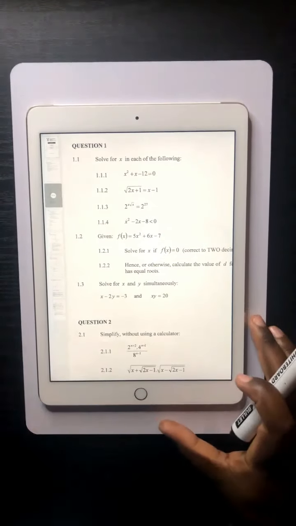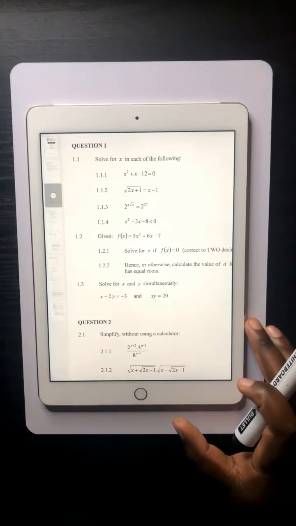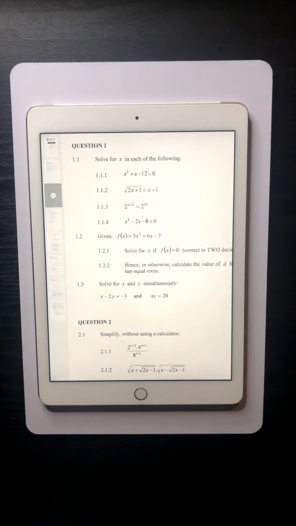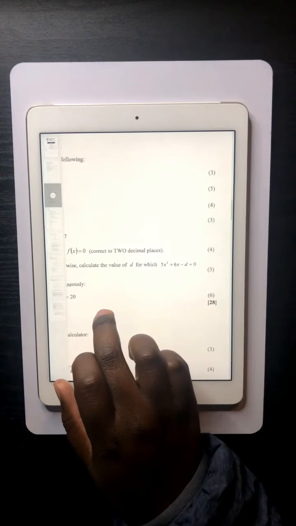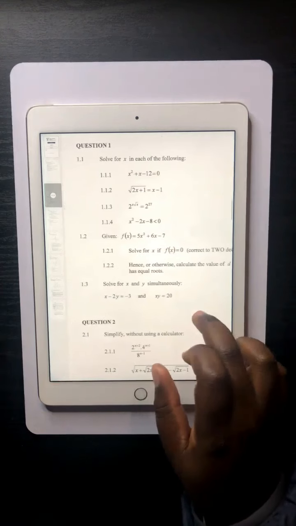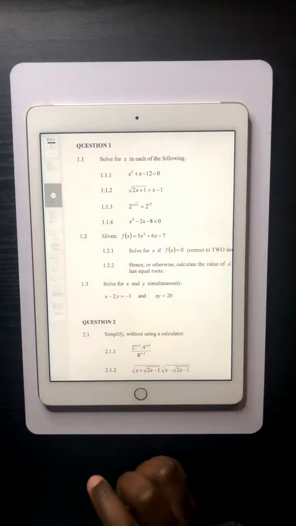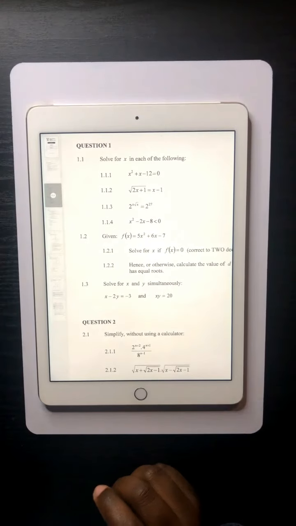Ladies and gentlemen, we've got an hour to complete all these questions, so I won't waste much of our time. What I'm going to do now is to quickly go through question number 1. Most importantly, I'm more interested in showing you guys how to answer questions, and indicate to you exactly where you score your marks. This is the first question, where they say 1.1 solve for x in each of the following. We'll go through 1.1 up until 1.4, and see how far it goes.